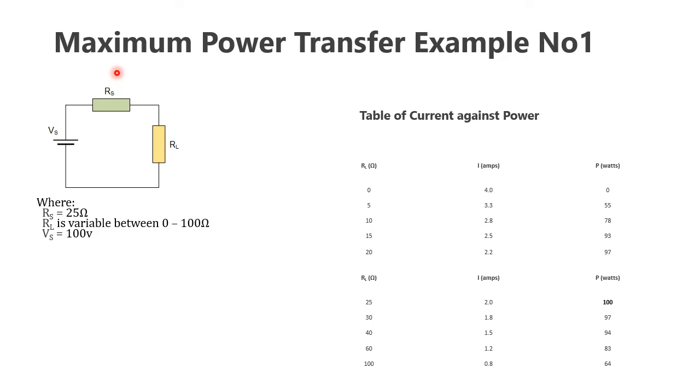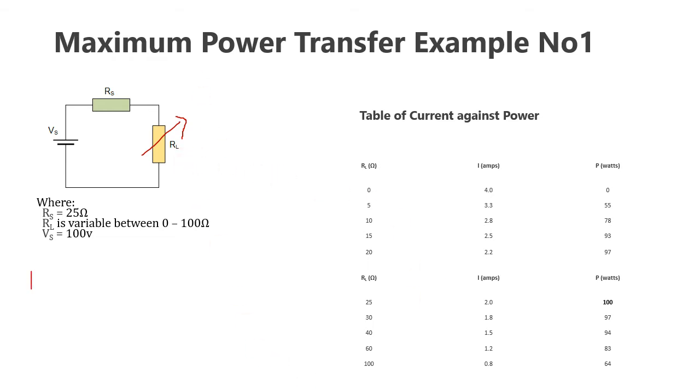So here is the example question. For this circuit we are going to analyze the maximum power transfer by varying the value of RL. Here RL is the variable resistor. We know the parameter RS is 25 ohm, Vs is constant at 100 volt, but RL is variable between 0 to 100 ohm. By putting different values for RL, we can obtain the current I and power P. Let's plot the graph and observe how it changes with respect to the value of RL.